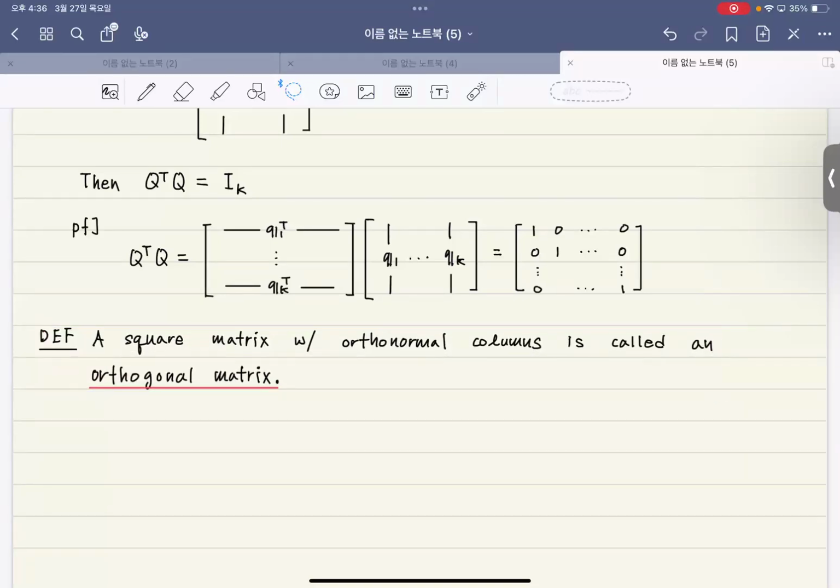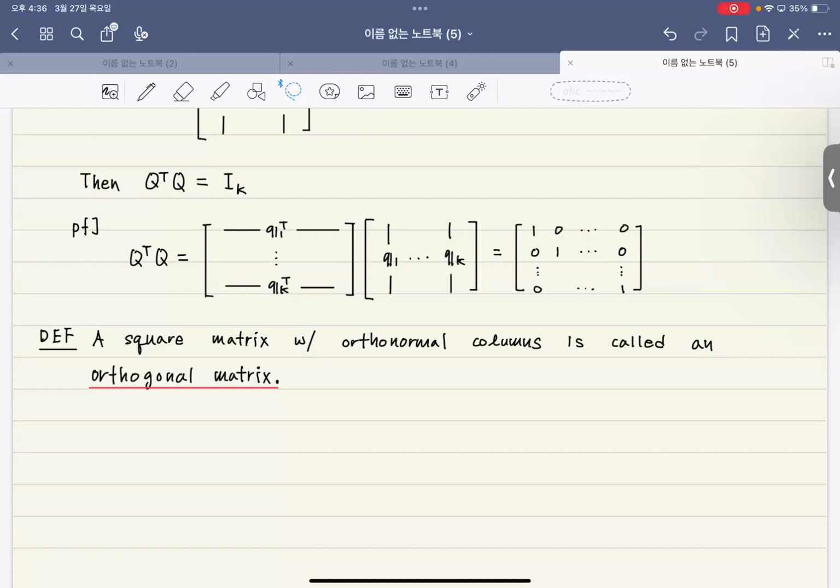So we are interested in such matrices, where each of the columns are mutually orthonormal vectors. Especially if such a matrix is a square matrix with orthonormal columns, we say such a matrix is an orthogonal matrix.